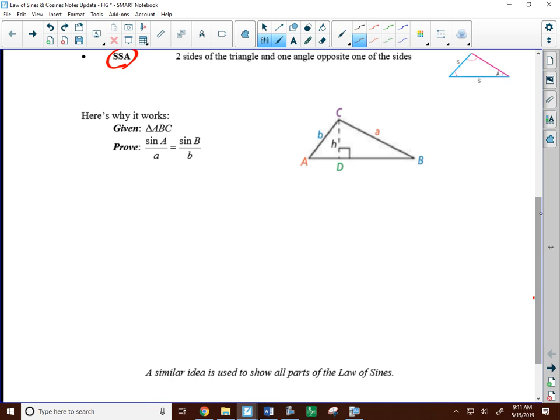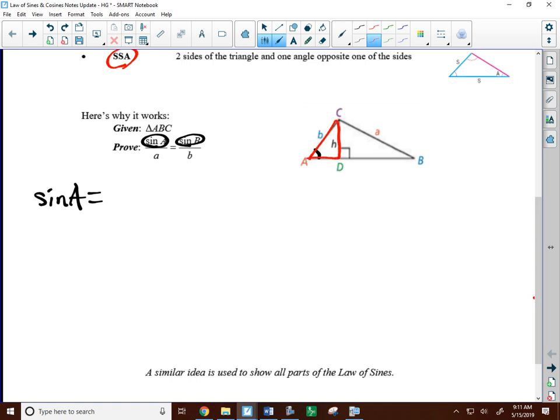All right, so we start with a triangle. I'm not going to write that down, but it would just be a given. The next step would be this. I've got to get sine of A and sine of B in there somewhere. If you recall sine, what's that ratio? Opposite over hypotenuse. Thank you.